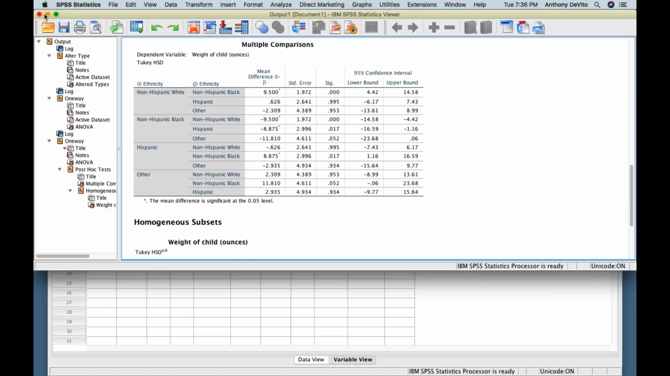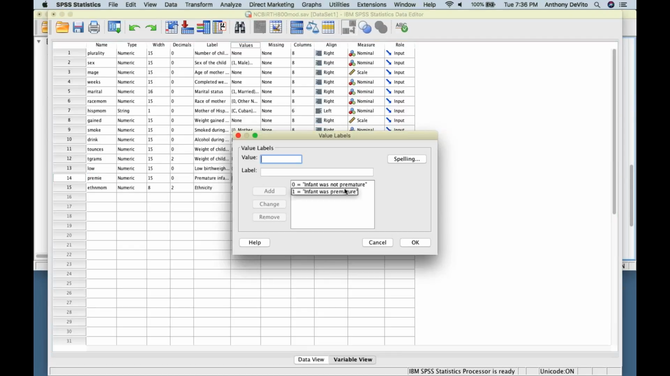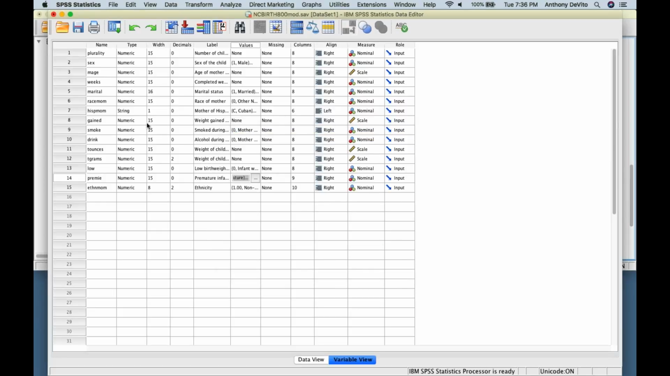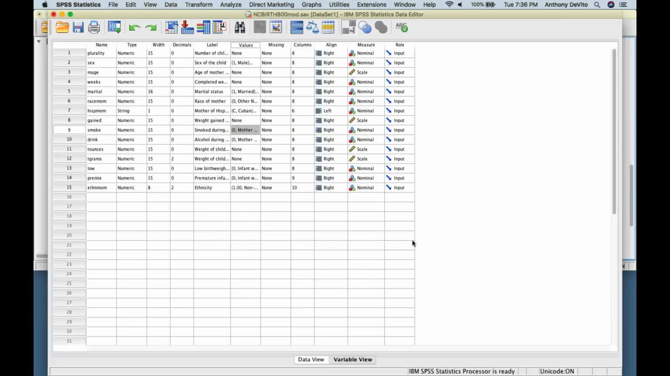Let's take another couple of variables here. Okay, so let's say I wanted to determine, I have in here premature babies, right? Premature, well, what is that? Well, 0 is not premature. One was premature, and I have in here whether the mother smoked or not. Mother smoked, 0 did not smoke. Okay, so those are categorical variables, right? Mother smoked, yes or no? Mother had a premature baby, yes or no?